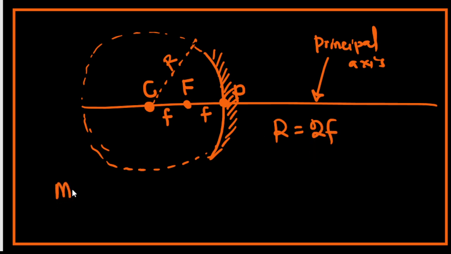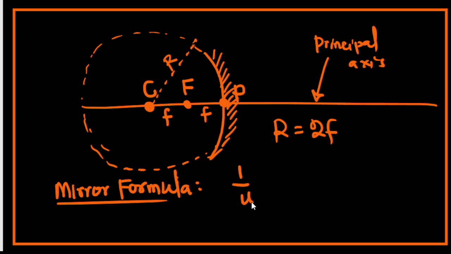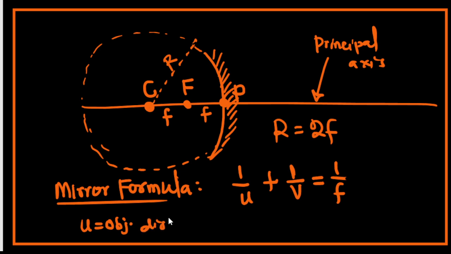Alright, so we have the mirror formula. Mirror formula, we have 1 over U plus what? 1 over V equals 1 over F. Where U is called the object distance, V is called the image distance, and F there is called the focal length.